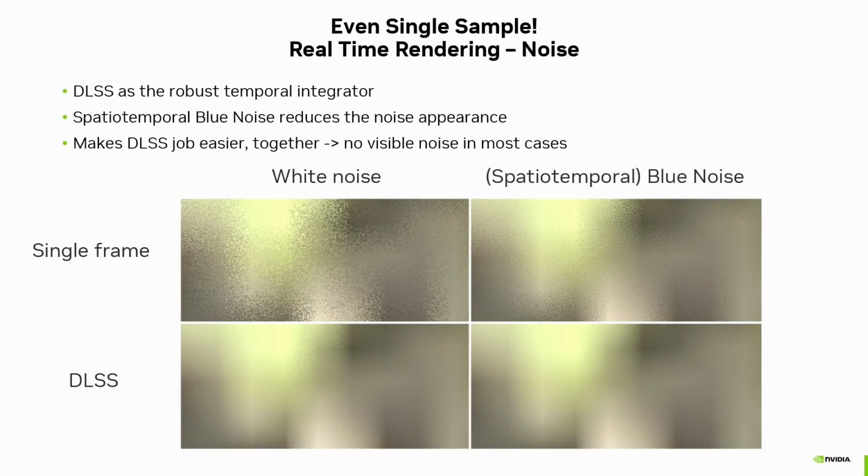What were we expecting? However, this is a single frame and white noise. If we combine it with spatio-temporal blue noise, we get significantly less noise appearance. If we combine it with DLSS as a robust temporal integrator, we get almost no noise. And when both are combined, we don't see any noise in most typical content.